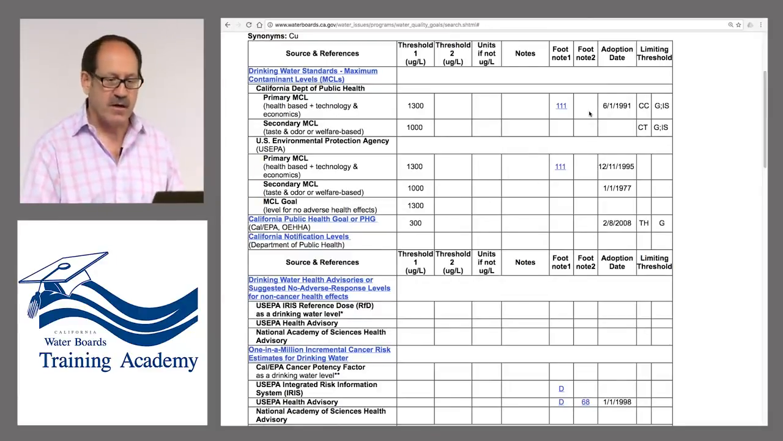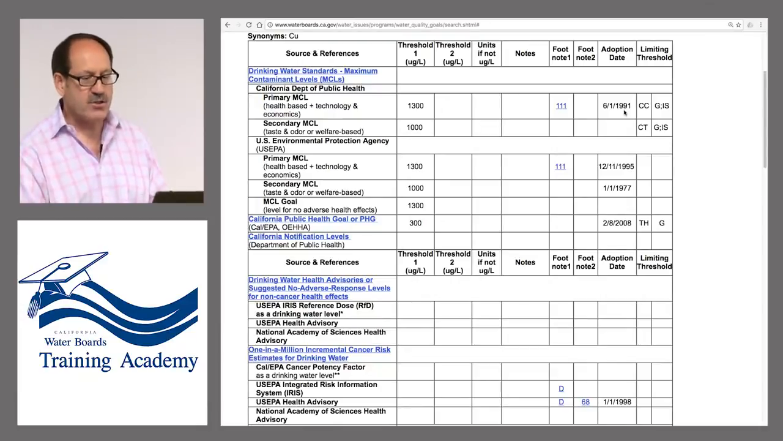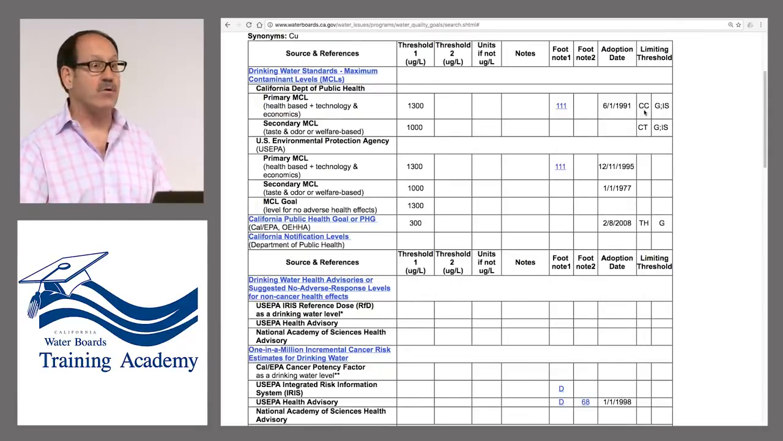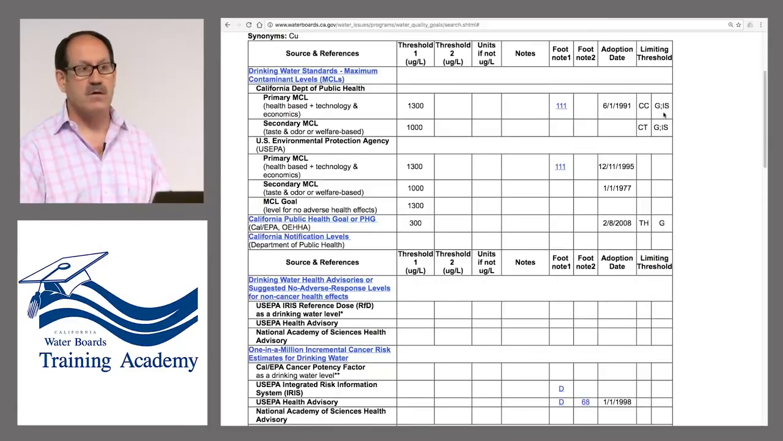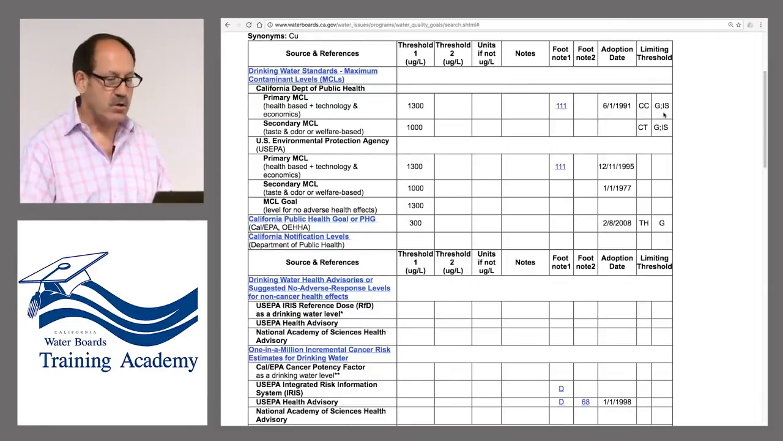Adoption dates are then in the next column. And the last two columns have to do with the algorithms that we'll go through. So you have first a column that talks about the different narrative objectives that you might have to comply with. CC for chemical constituents, CT for chemical toxicity. The last column tells you what kind of water body it might be used for. It's G for groundwater, IS for inland surface waters, E for enclosed bays or estuary, O for ocean waters. And we'll look more at that when we look at the algorithms.